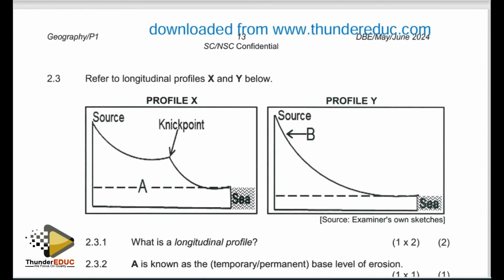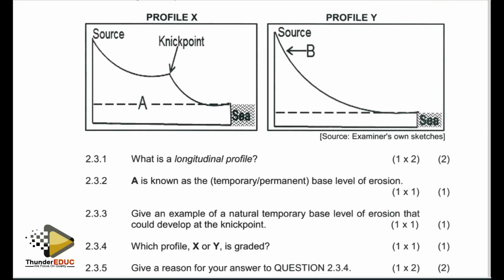Question number 2.3 is based on the longitudinal profile of two rivers, profile X and profile Y. The first question is asking what a longitudinal profile is. We can simply define it, though it can be defined differently according to your way of understanding, but we should address the basics.